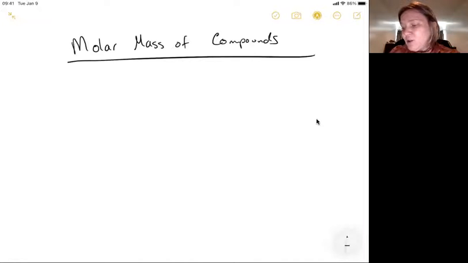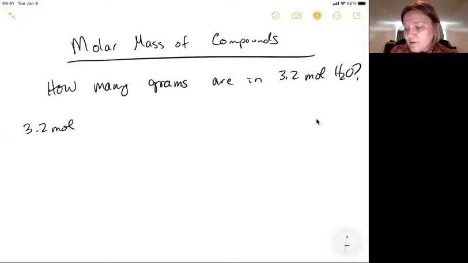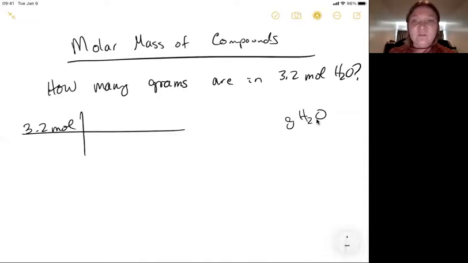But what if I ask you how many grams are in 3.2 moles of water? So again, you set it up so that you've got 3.2 moles on one side and you've got grams of water on the other side, and then I leave room for my conversion factor.